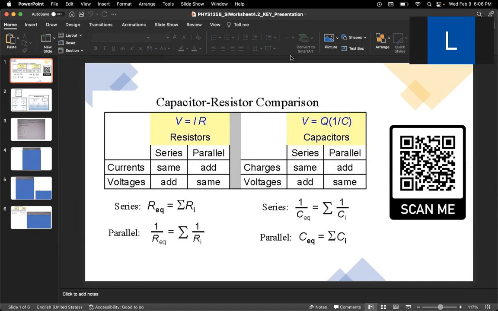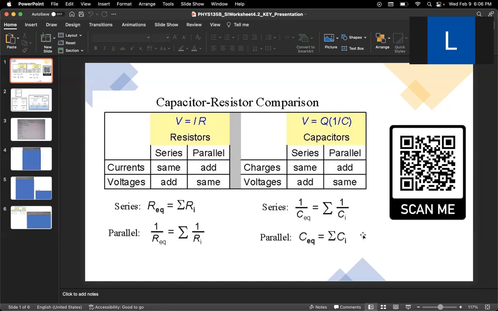So let's first establish some capacitor resistor comparisons here. We have our equation for resistors and for capacitors, Q over C. And then it's about when they're in series and parallel, the effects of that on their currents and voltages. Resistors in series, we just add them all. In parallel, we do that inverse addition. And the opposite is the case for capacitors: in series is that inverse addition, and parallel is just we add them all together.